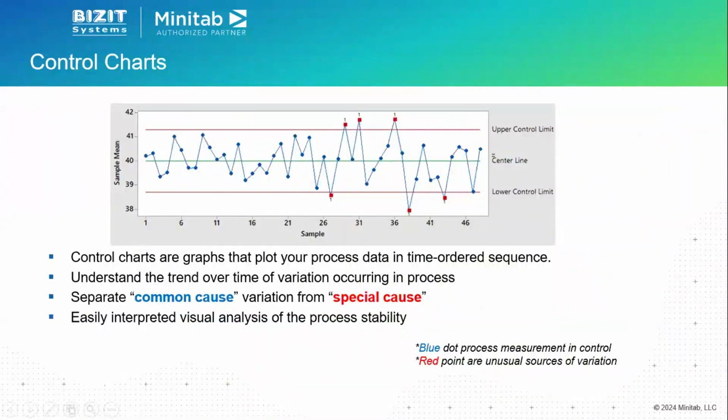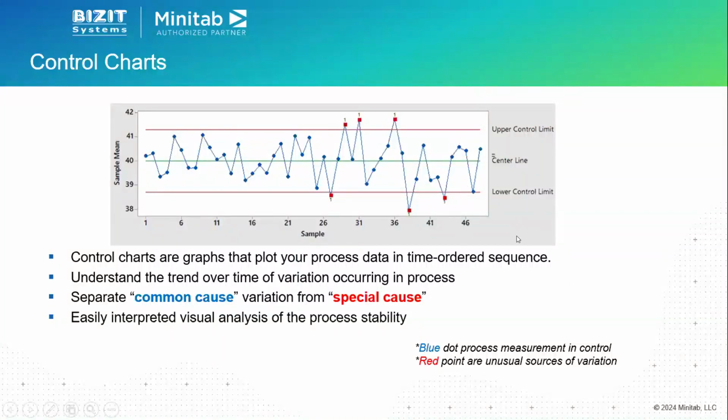So, a control chart is a graph that plots your process data in time order sequence. Okay, it must be in time order sequence. Typically, a control chart consists of a center line and two control limits, the upper control limit and the lower control limit. So basically, the control limits represent the process variation. By default, they will consider 3 sigma here and 3 sigma here.